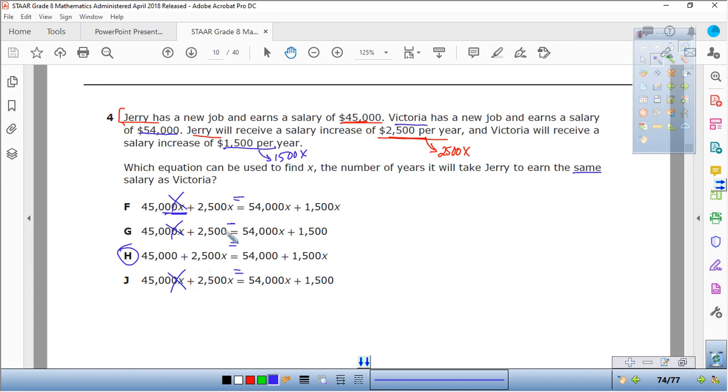So let's look at this as true. So Jerry, right? Jerry is 45,000. Boom. 45,000. And he will increase 2,500 per year. There it is. Looks good. Let's look at Victoria. Victoria has a new job and earns 54,000 and will increase of 1,500 per year. So these two go together. 54,000 and 1,500. 54 right there. Makes super easy sense.